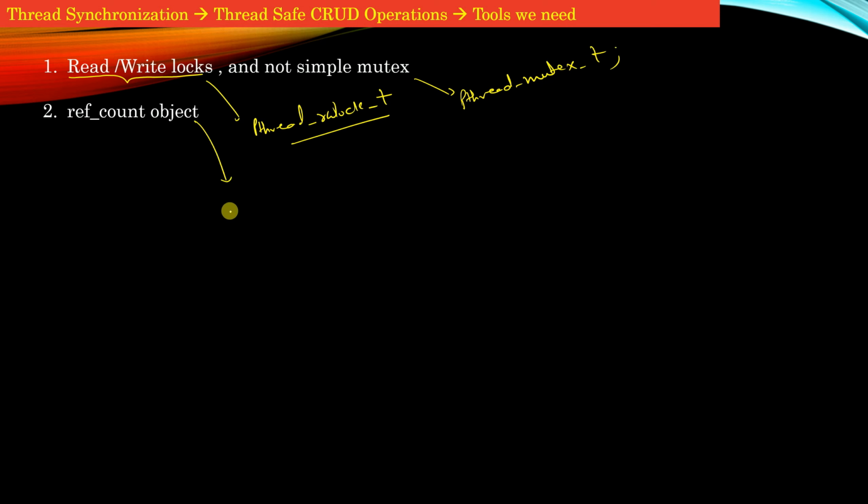That's the first thing. Second thing, we need a reference count object. Now, what is a reference count object? That we are going to discuss in detail. So as an example, let's see what changes we need to make in our linked list in order to implement thread-safe and highly concurrent CRUD operations on the linked list.